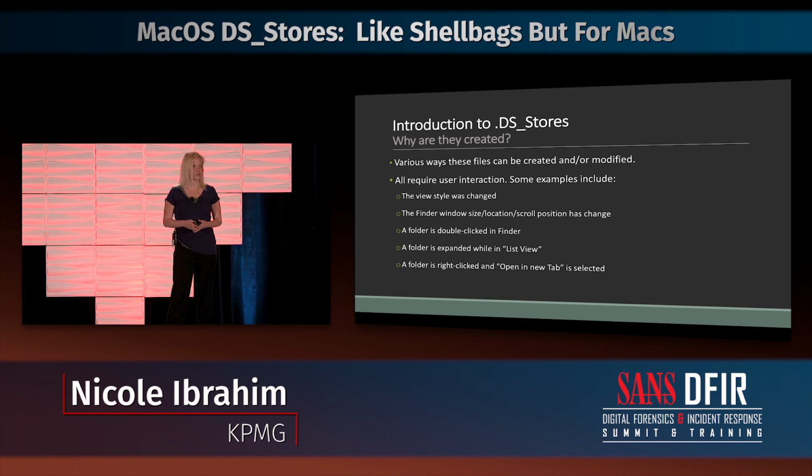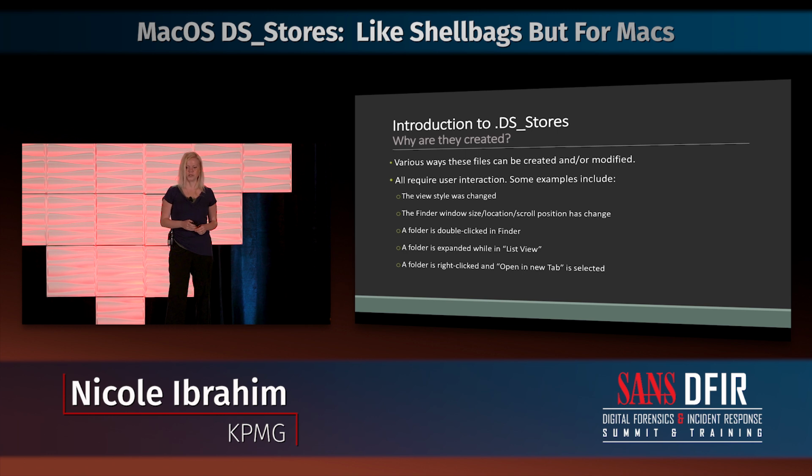So something else is the scroll position. If I scroll down in a Finder window, that will also update a DSStore. Also changing the location or the size of the Finder window will update or create a DSStore. If a user double clicks on a folder while in icon view, that will create an entry in a DSStore indicating that the folder was double clicked on by the user. And that is a direct access of a folder, not necessarily changing the views, and that will get its own code.